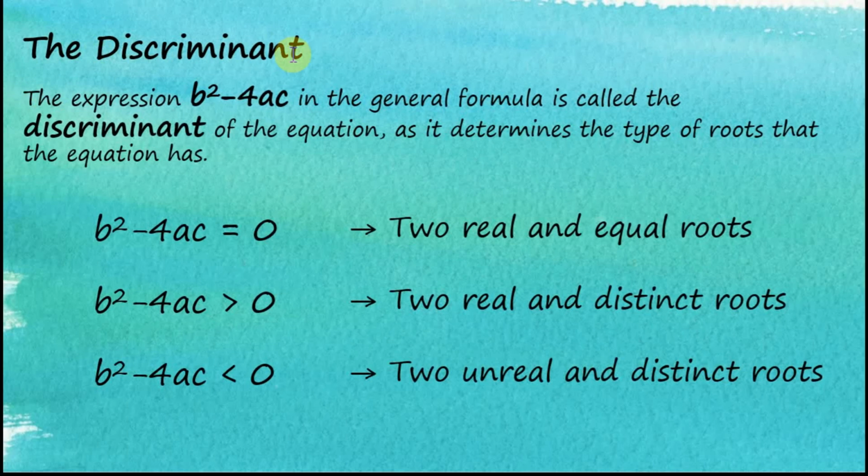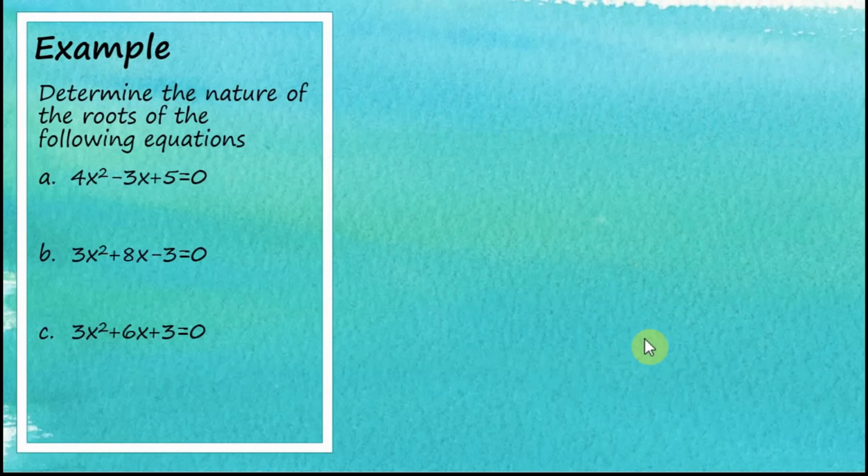The expression b squared minus 4ac in the general formula is called the discriminant of the equation, as it determines the types of roots that the equation has. When b squared minus 4ac equals 0, we have two real and equal roots. When b squared minus 4ac is greater than 0, we have two real but distinct roots. When b squared minus 4ac is less than 0, we have two unreal and distinct roots. Now let's see this example.